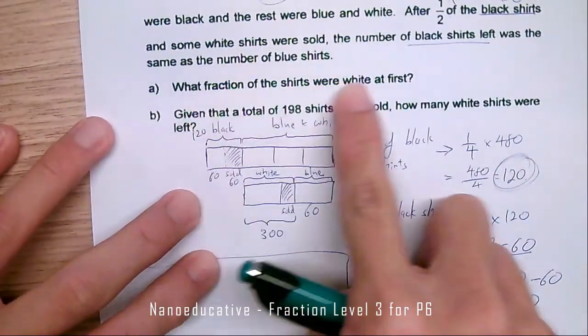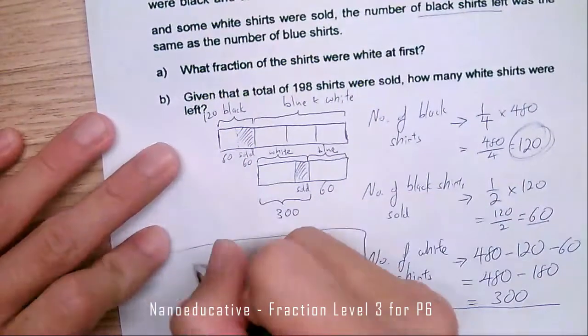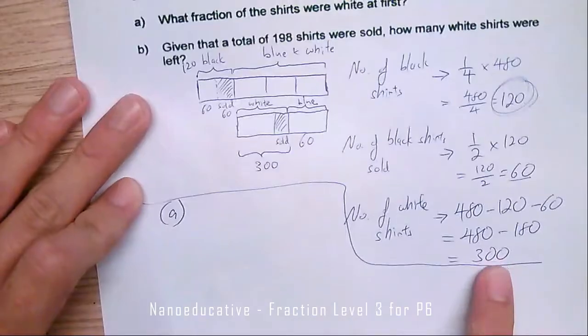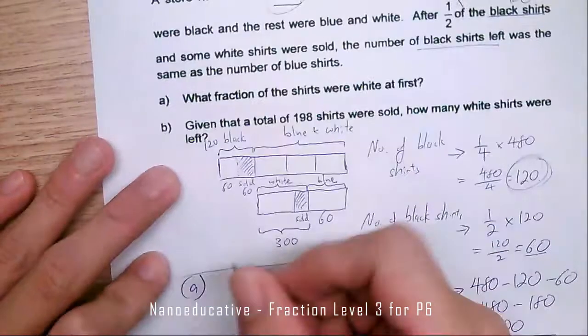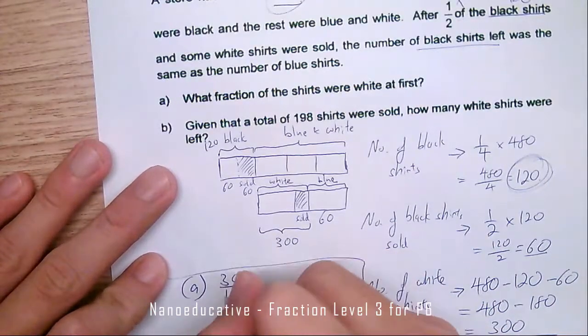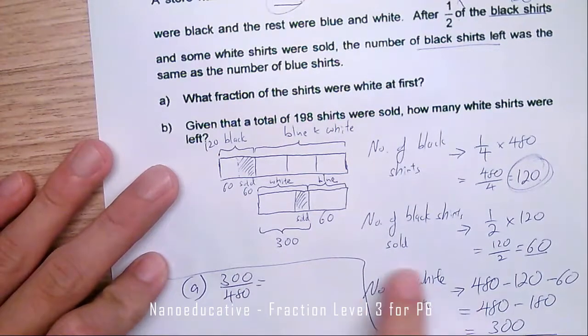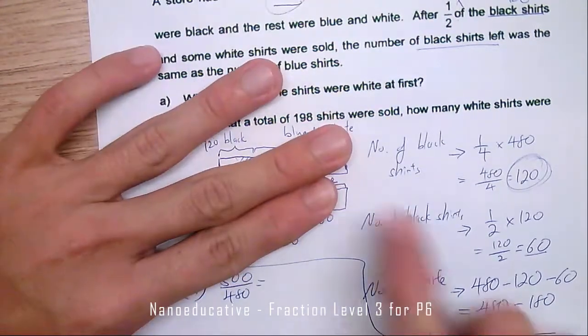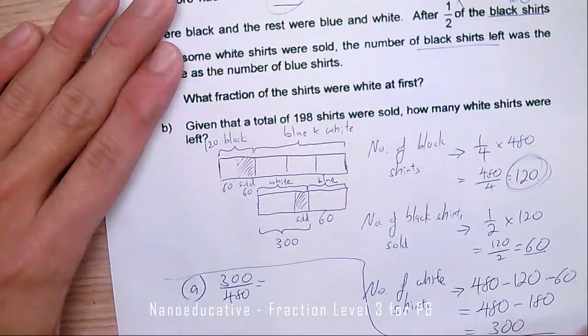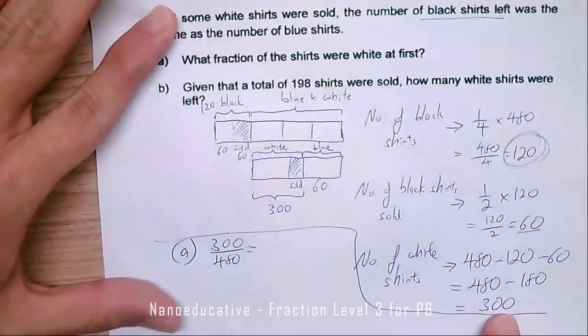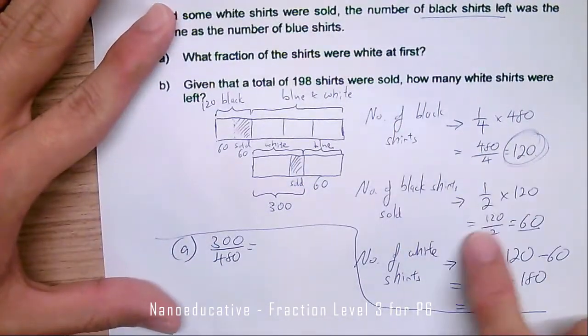Now let's say A. What fraction of the shirts were white at first? Easy, right? Because we know that we have 300 white shirts and total is 480. So isn't it just 300 over 480? So isn't this a lot simpler? Rather than you try to do without a model, then you don't know what you're trying to do, then you get some weird answers, and then when you try to go back and check your answer, you can't because you have no idea what you're doing without a model.